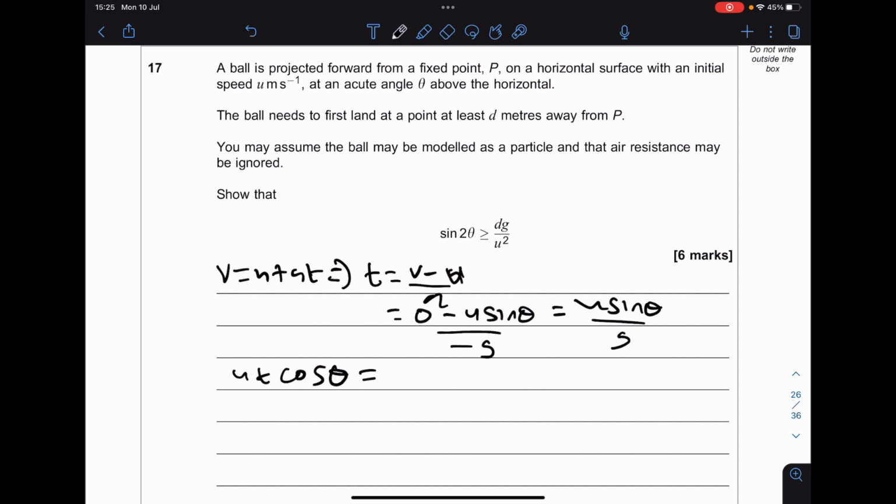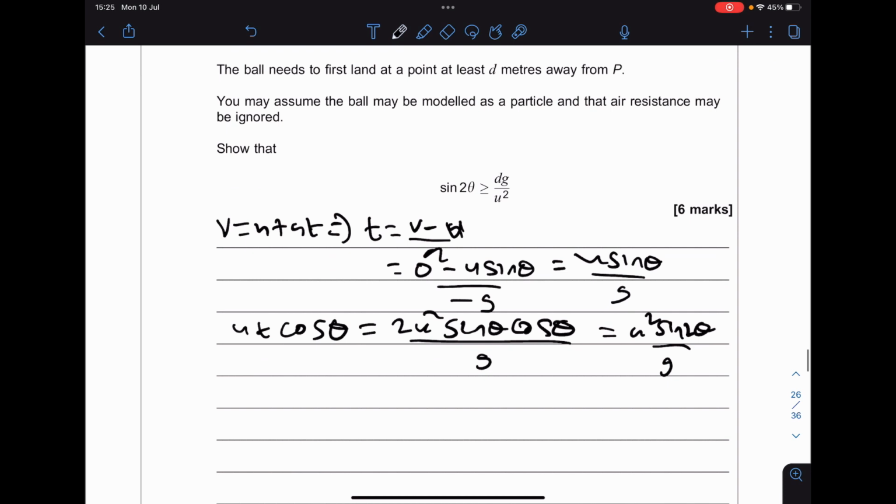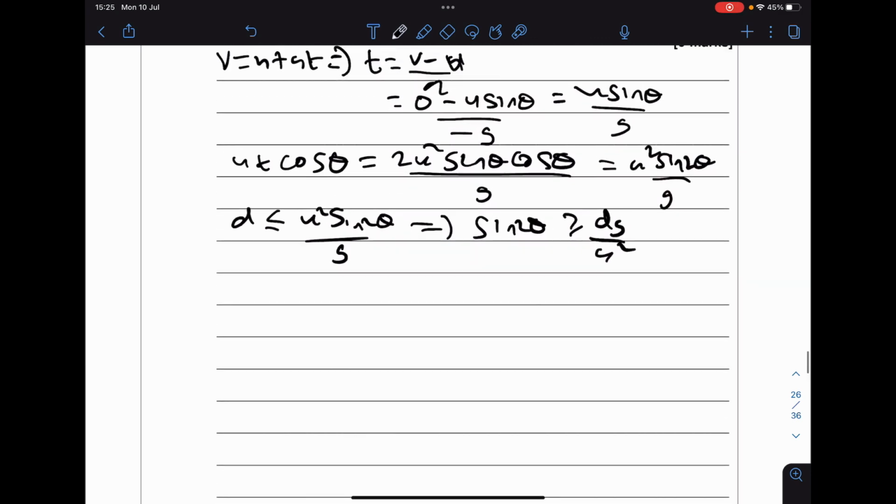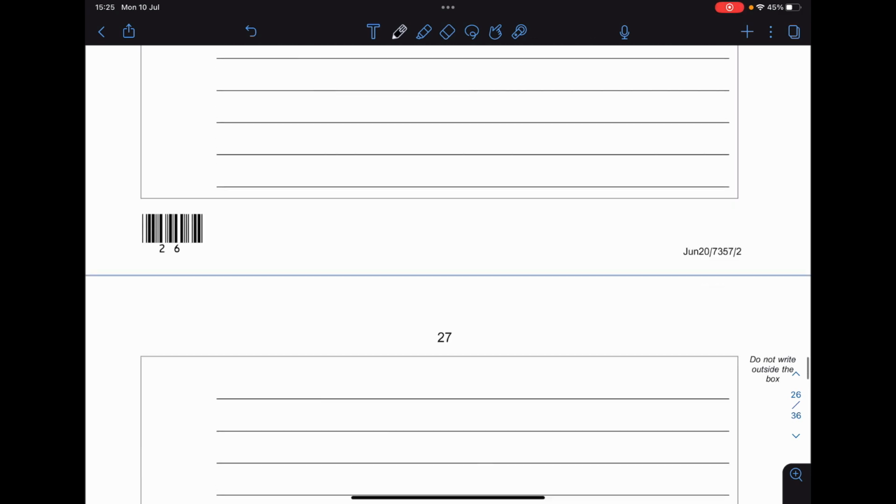The range of the thing is going to be just the distance, which is ut cosine theta, which is just 2u squared sine theta cos theta over g, which is the same as u squared sine 2 theta divided by g. That's not the end of the problem, because we know that d has to be less than or equal to u squared sine 2 theta over g. So we get sine 2 theta is going to be greater than or equal to dg over u squared. Cool. 6 marks for that, that's a gift.